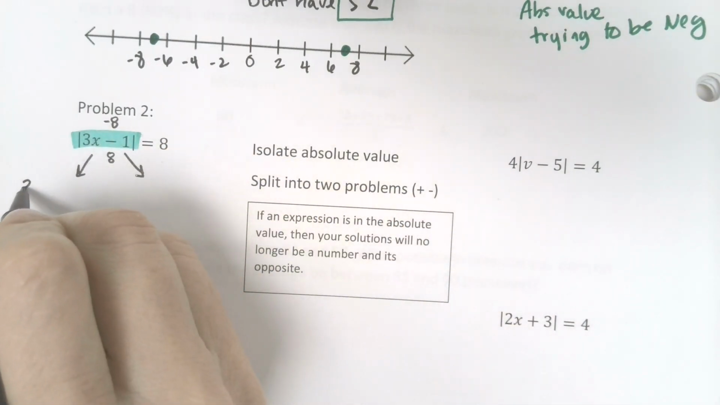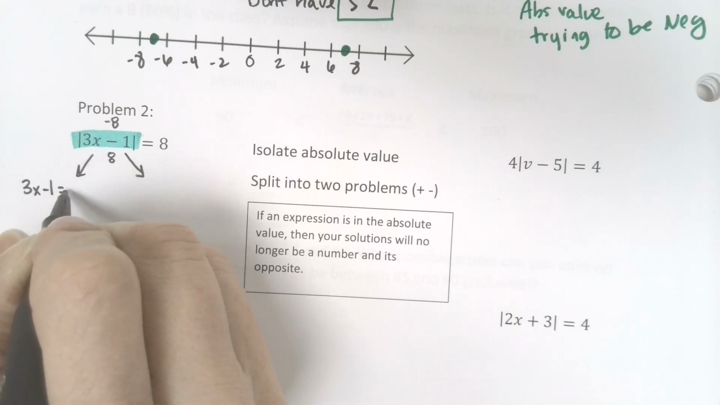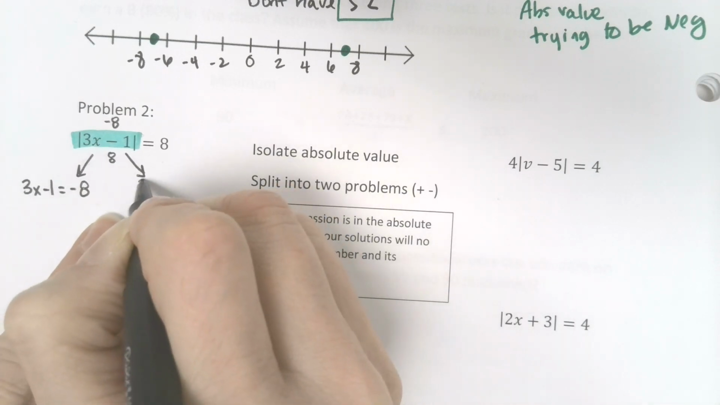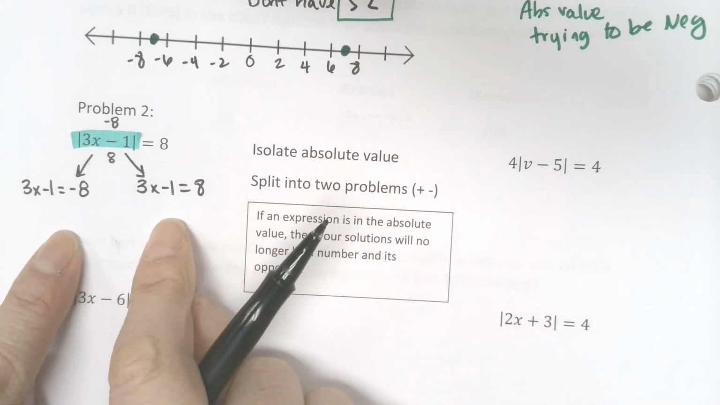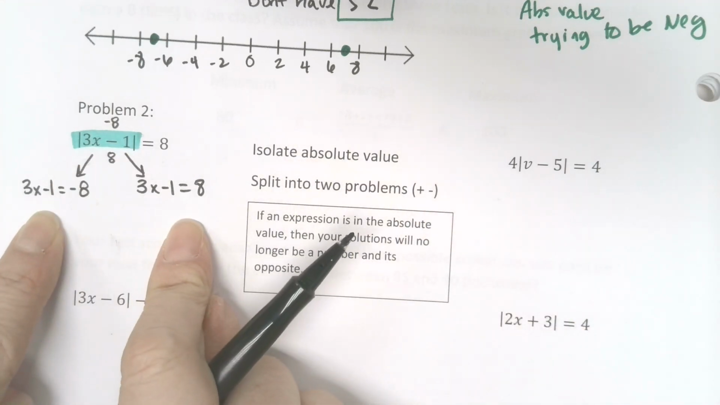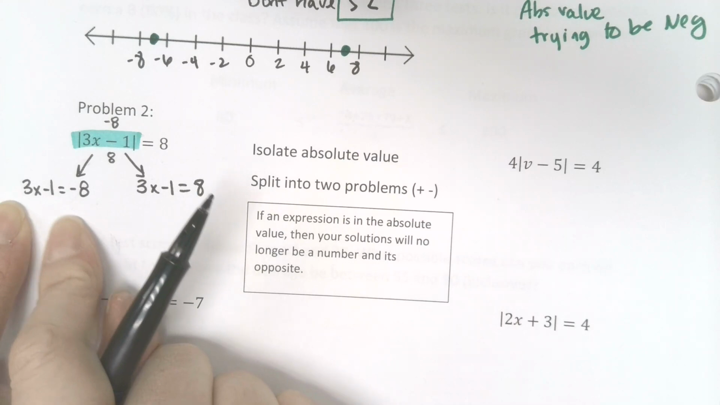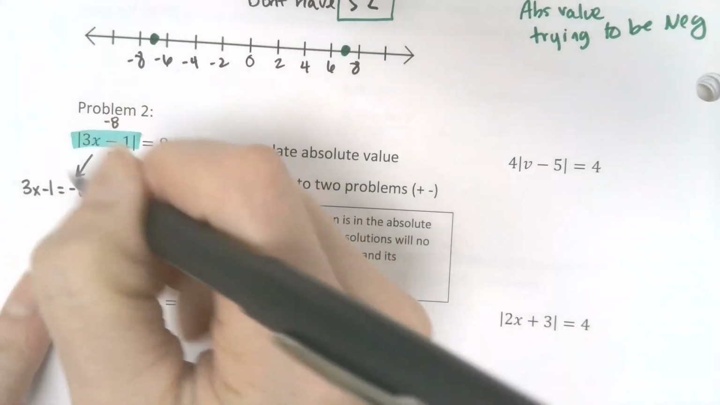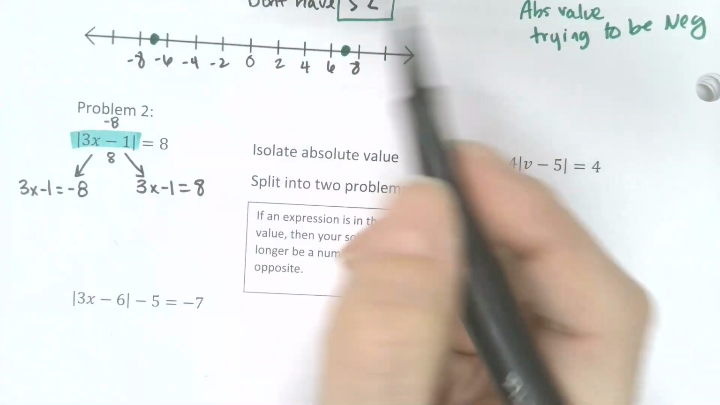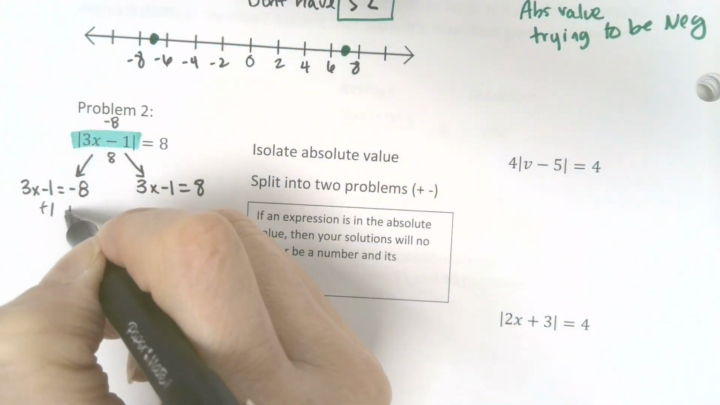So I have to solve both of them. So I say 3x minus 1 equals -8. And I have to say 3x minus 1 equals 8. Take note of the fact that I had to drop the absolute values when I did this, because I'm trying to find out what's just in that absolute value, of course. So I'm going to add 1 to both sides.